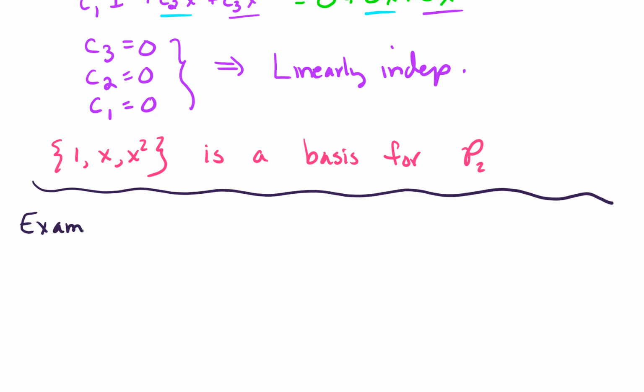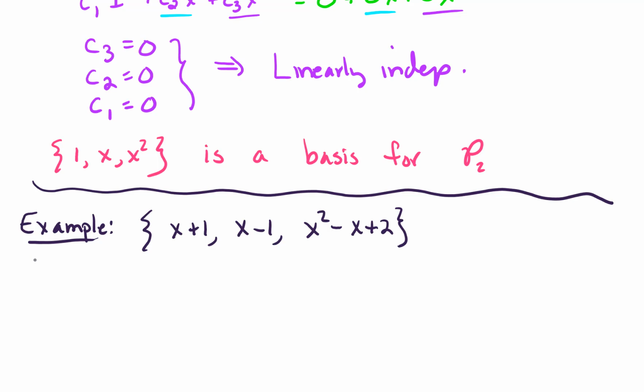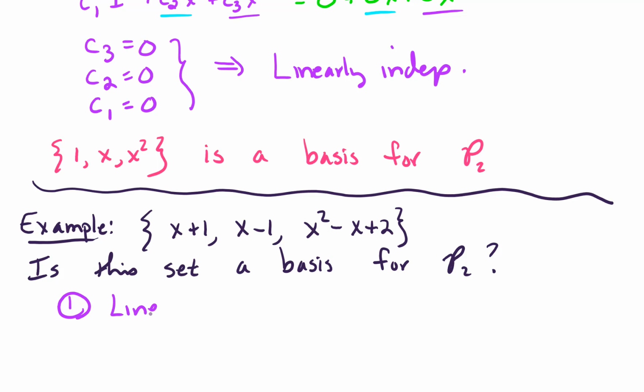So next, let's take a look at an example that we saw in a previous video. Let's look at the set of vectors x plus 1, x minus 1, and x squared minus x plus 2. And we want to know, is this set a basis for P2? And in a previous video, we already checked for linear independence, and so that was done in a previous video.